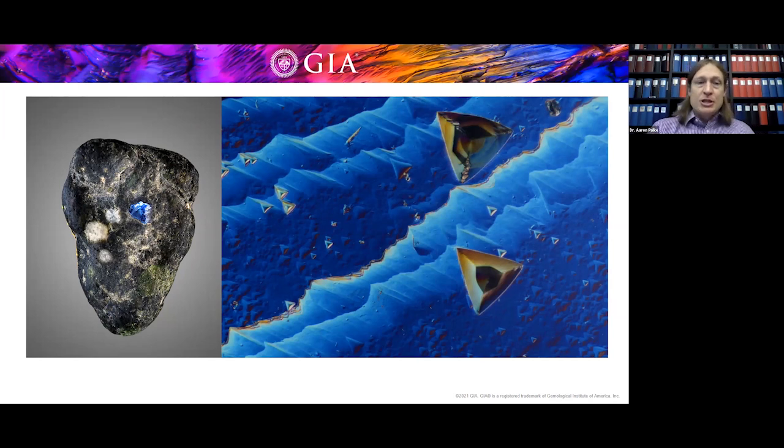What we see especially on the surface of this Yogo sapphire are these little triangular depressions. What's going on here is that when these Yogo sapphires were transported to the surface by this lamprophyre, this volcanic rock, the sapphires were not in equilibrium with that magma.